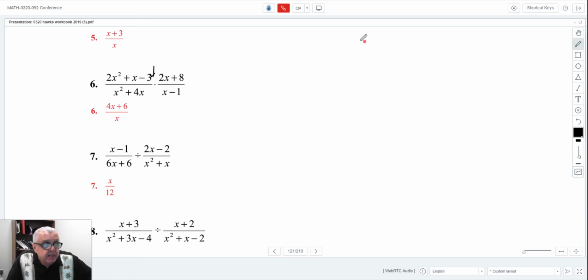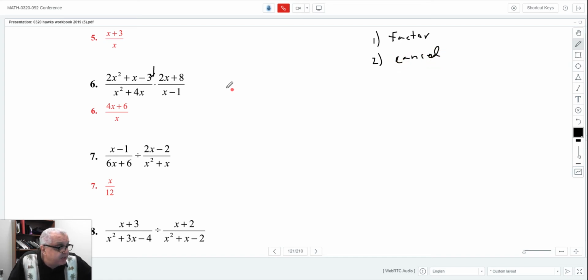We're going to multiply. The way to do this, step 1, you factor everything. All we're doing is step 1, factoring. Step 2, cancel. That's it. We're going to factor and then we're going to cancel. So I'm going to factor the top. I'm going to factor this part here.